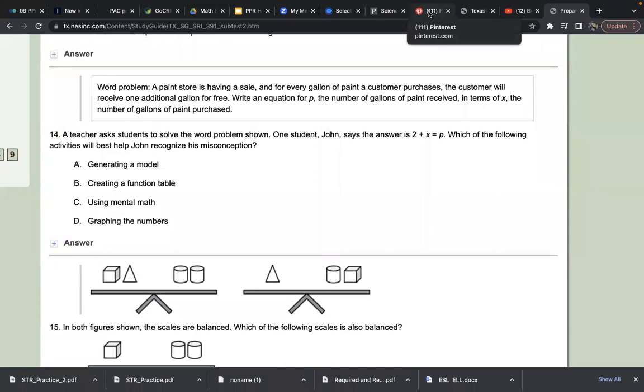This TEKS that the teacher is going over with them is the one we looked at, where they have to be able to find a formula to solve the word problem. And here, that's what this is about, setting up that formula. We're writing an equation for how we would figure this out.